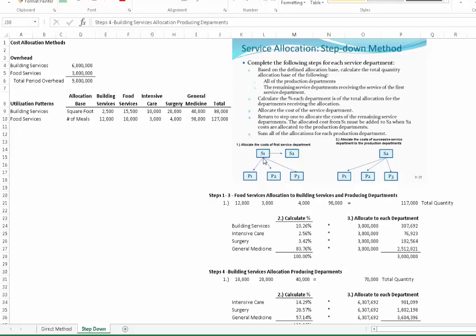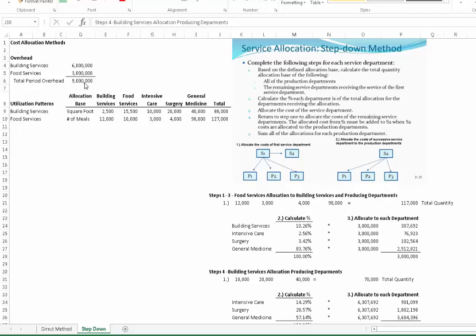So basically S1 will allocate to the second service department as well as the three producing departments. And then the second part of it is the second service department, with the costs of the first service department included in their cost base, will allocate those costs also out to the producing departments. So let's look at the steps.